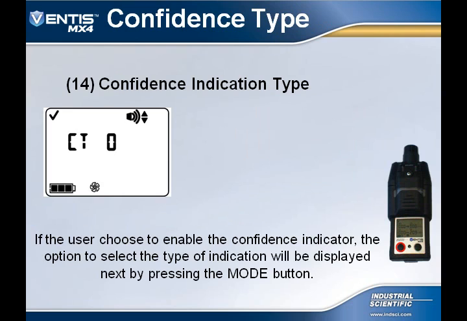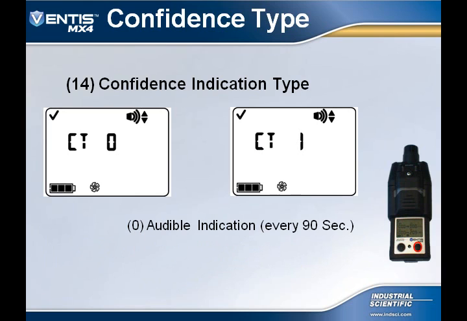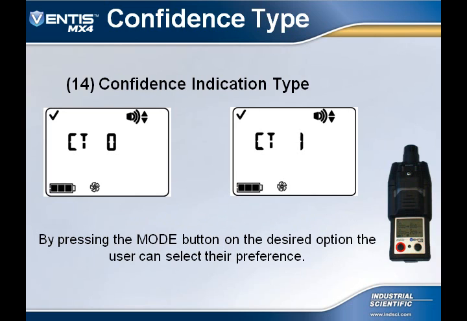If the user chooses to enable the confidence indicator, the option to select the type of confidence indication will be displayed next by pressing the Mode button. Pressing the Enter button allows the user to toggle between CT0 and CT1 screens. CT0 is enabling the audible type indication every 90 seconds. CT1 is enabling the LED type indication every 90 seconds. Pressing the Mode button on the desired option will select the user's preference.